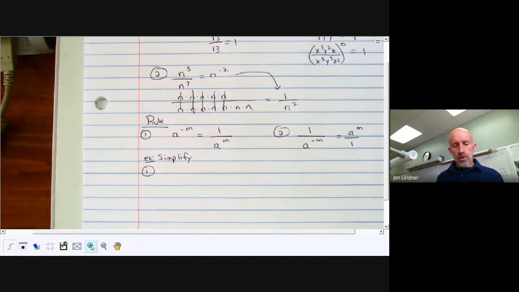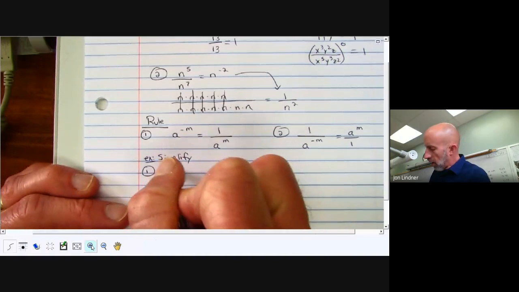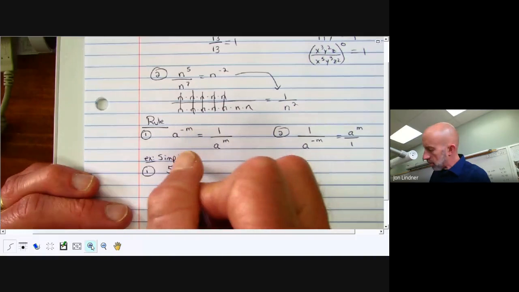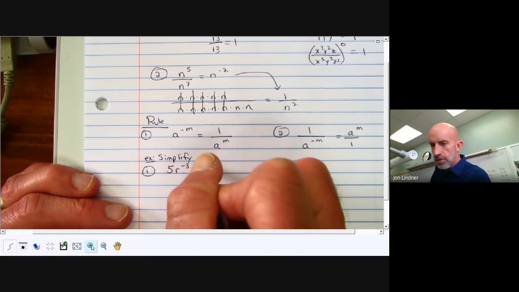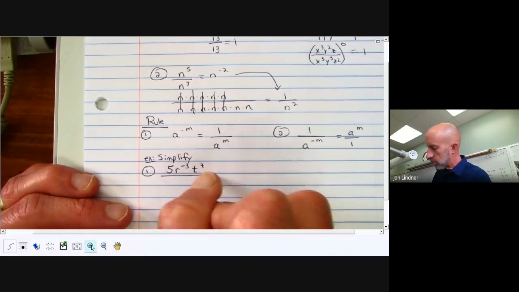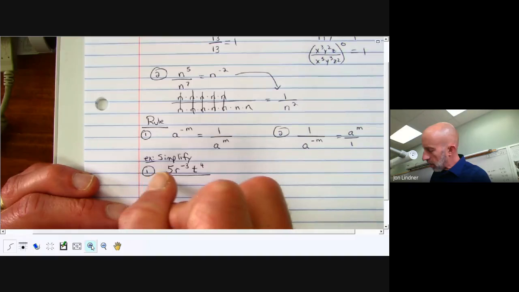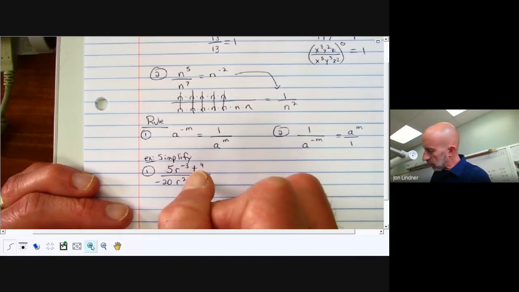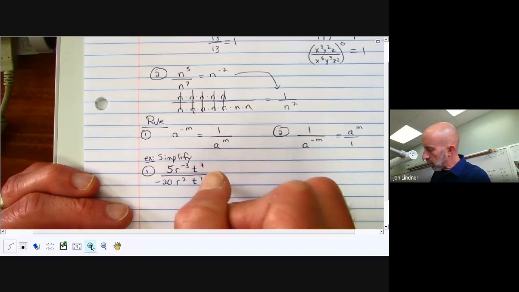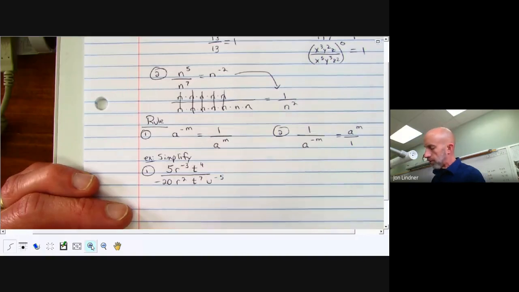And let's say on our first example that we have 5r to the negative third t to the fourth over negative 20 r to the second t to the seventh u to the negative fifth.